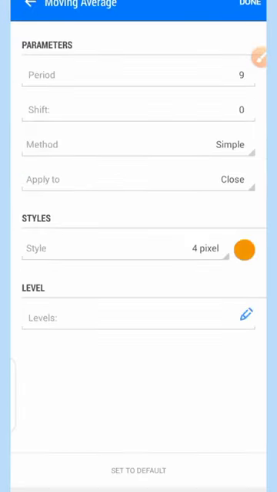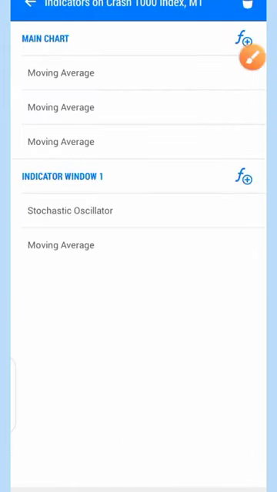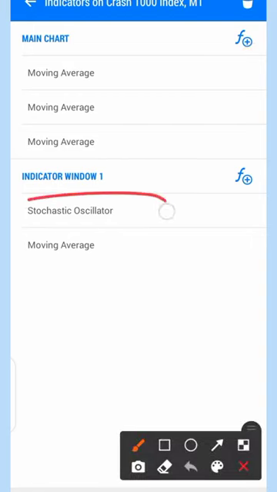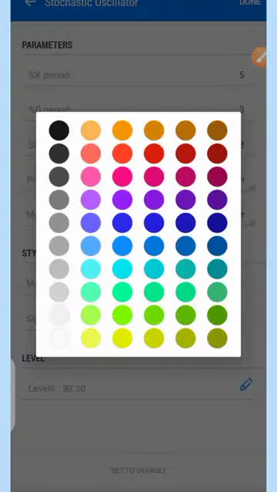So the last one is the 9 moving average, which I explained about with the Ichimoku the other time. The method is simple, apply to close, style for PZ, and you can use any color of your choice too. So now, in the indicator window, we have the stochastic oscillator. Let me show you the setup. The stochastic oscillator is K period 5, D period 3, slowing 3, price field low/high, method simple, main is 2 pixel.